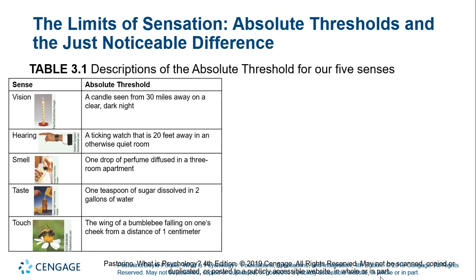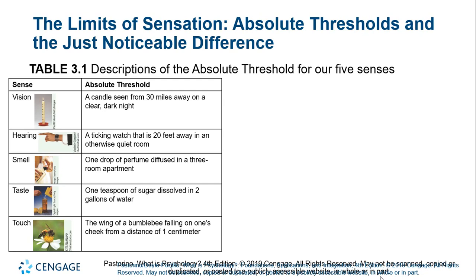And finally, for touch, the wing of a bumblebee being dropped on their skin, on their cheek, from about the distance of 1 centimeter. So again, this is what we sometimes call psychophysics. This is when we're trying to measure to what degree humans can sense the environment in front of them. You'll notice there that we also talk about the just noticeable difference.